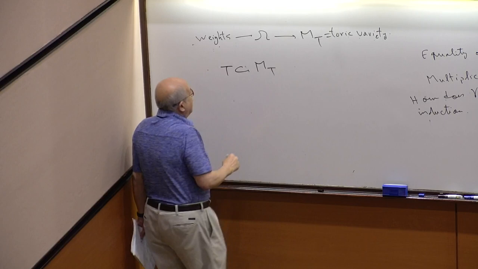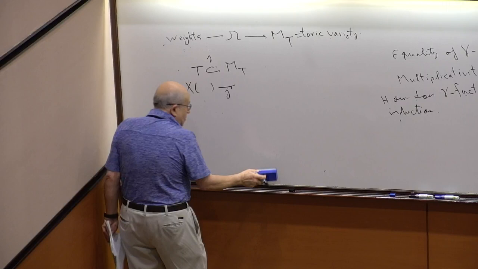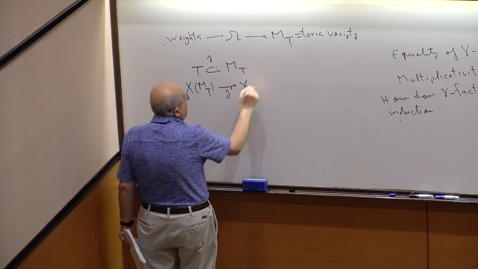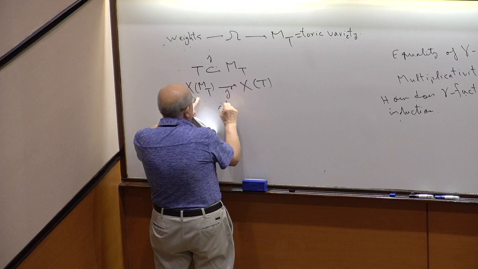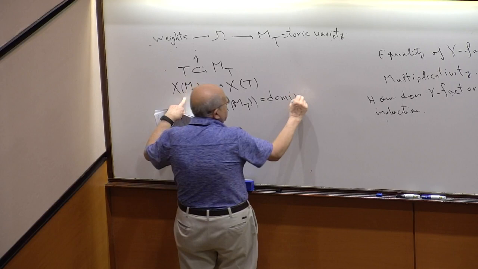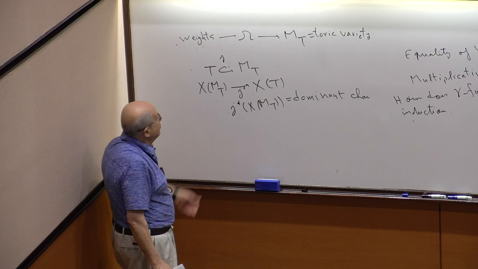So if I take J, then there is a map, J star, the other way around from the characters of MT, but that's an affine variety, that's a monoid, MT to the characters of T. The image of this is exactly going to be the ones which are dominant. So the image is going to be all the dominant characters. In Weinberg's case, that's why the dominance comes, and this is how you will build the monoid which corresponds to that representation.